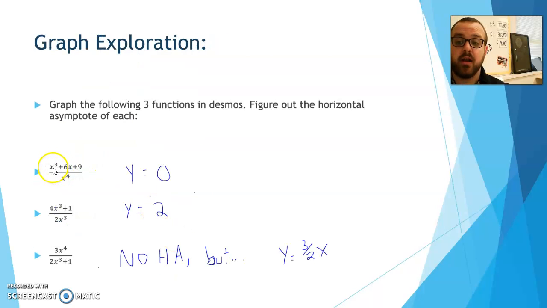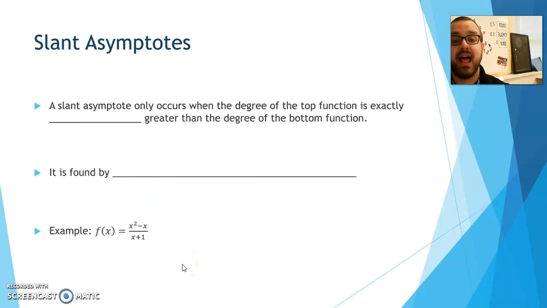This one, the numerator, the degree was smaller than the denominator, and we got y equals 0. Here the degrees were the same, 4 over 2, that equals 2. That's going to be our horizontal asymptote. And then the last one here does not have a horizontal asymptote, okay? But we're going to see in a second that it's this thing called a slant asymptote.